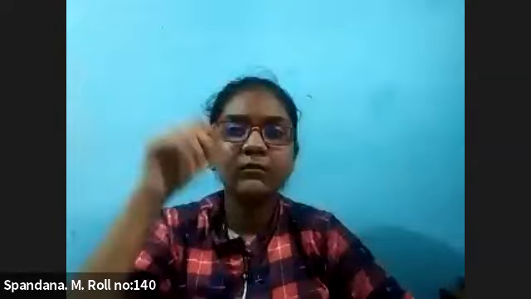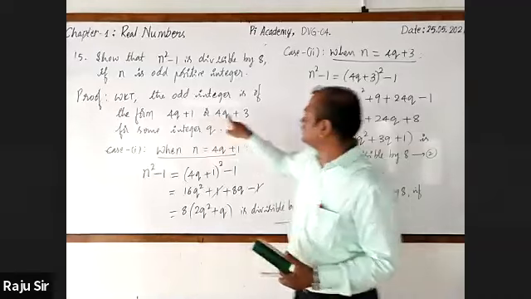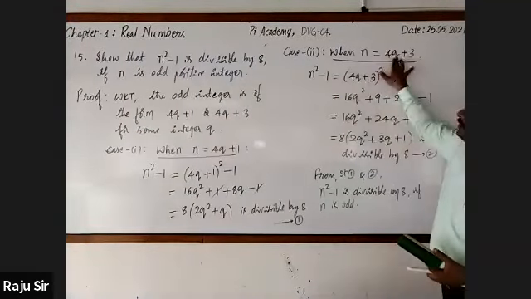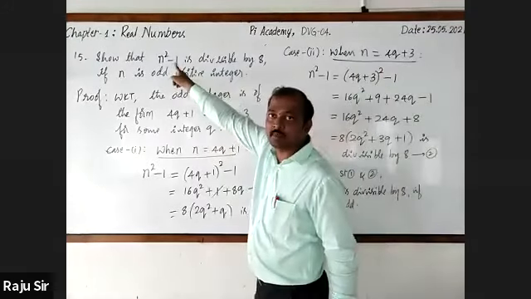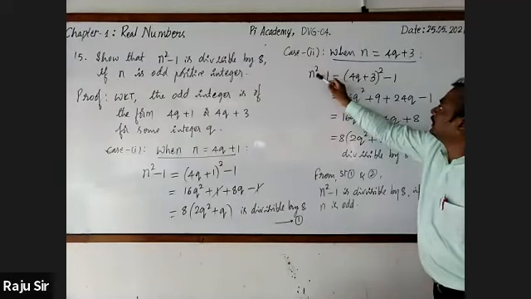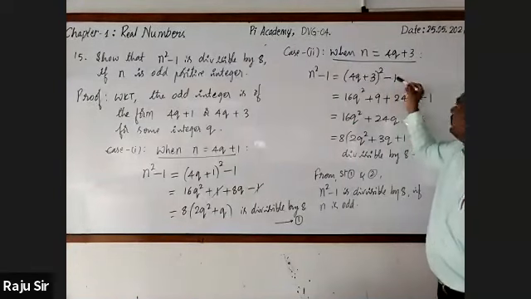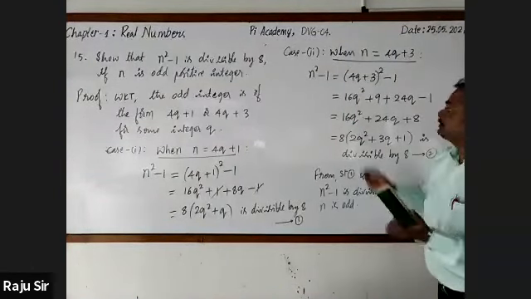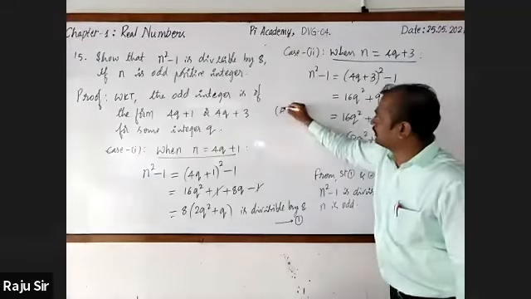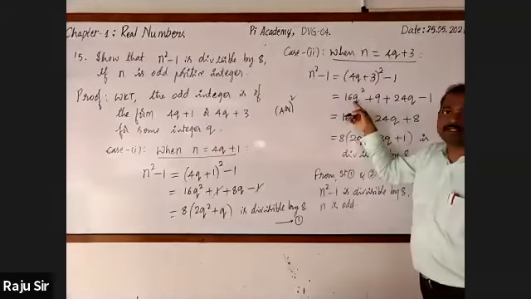Second case. See, in first case, we have taken 4q plus 1 in place of n. In second case, we should take 4q plus 3 in place of n. The given number is n square minus 1. We have written the same, n square minus 1, where n is 4q plus 3, then square is there, we have written minus 1. Now this is of course (a plus b) whole square. a square, that is (4q) whole square, is 16q square.